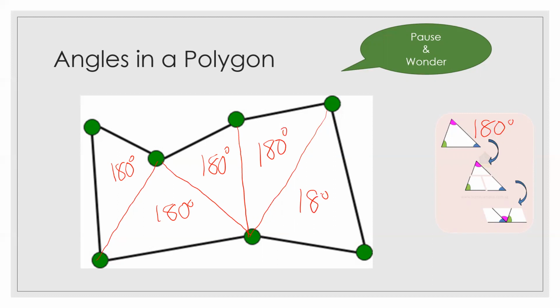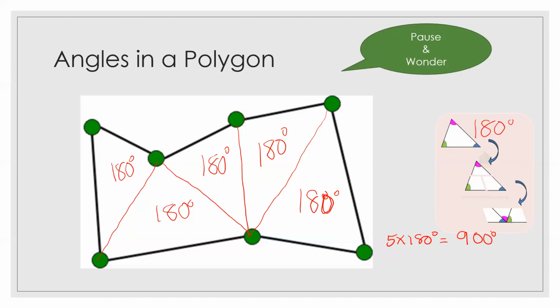So the sum of all the angles inside this polygon would be the sum of all of these 5 triangles. And so 5 times 180 is, let's see, if I have 5 times 200, then that would be 1,000. So I'm going to have to take away 5 times 20, which is 100. So 5 times 180 must be 900. How's that number sense for you, huh?